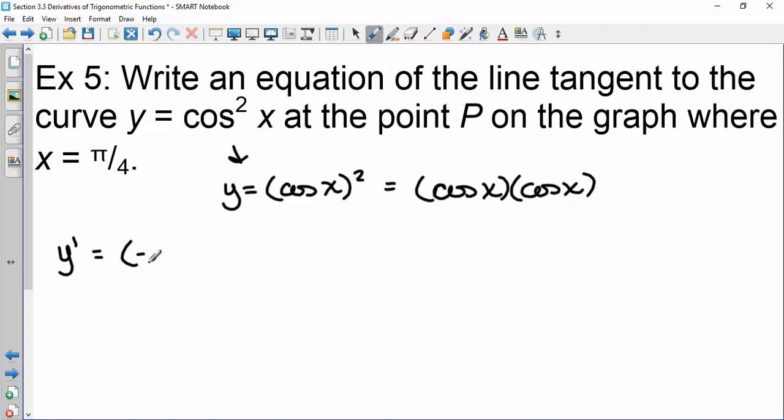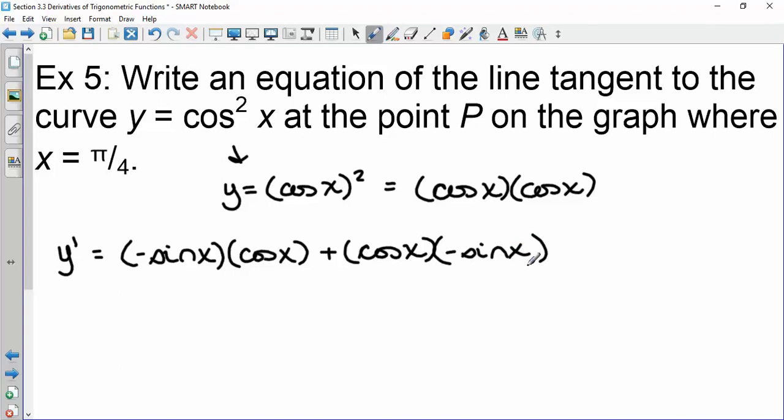So derivative of the first, derivative of cosine, is negative sine times the second plus the first times the derivative of the second. Derivative of cosine is negative sine. Okay, these are both negative sine x, cosine x, so if you add them together we get negative 2 sine x, cosine x. Just adding like terms.